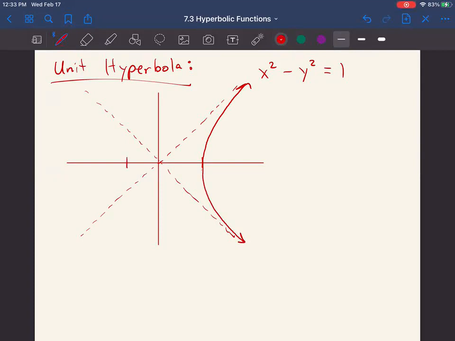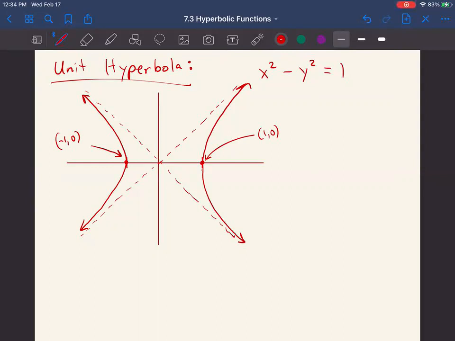And this little point right here is the point (1, 0), because 1 squared minus 0 squared is 1, right? And of course, (-1) squared minus 0 squared is also 1, right? So this point right there is (-1, 0). And so here's our unit hyperbola.